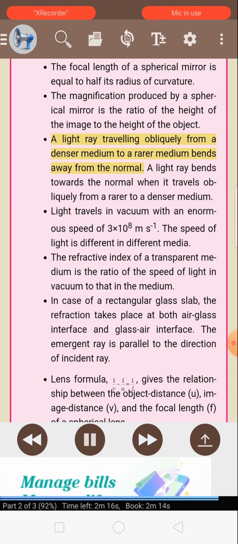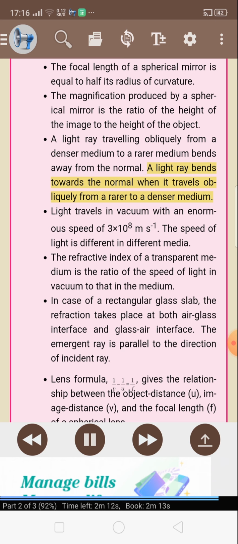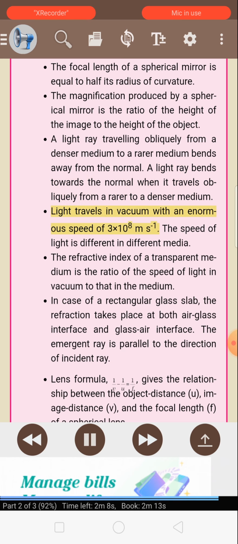A light ray traveling obliquely from a denser medium to a rarer medium bends away from the normal. A light ray bends towards the normal when it travels obliquely from a rarer to a denser medium. Light travels in vacuum with an enormous speed of 3 × 10^8 m/s. The speed of light is different in different media.